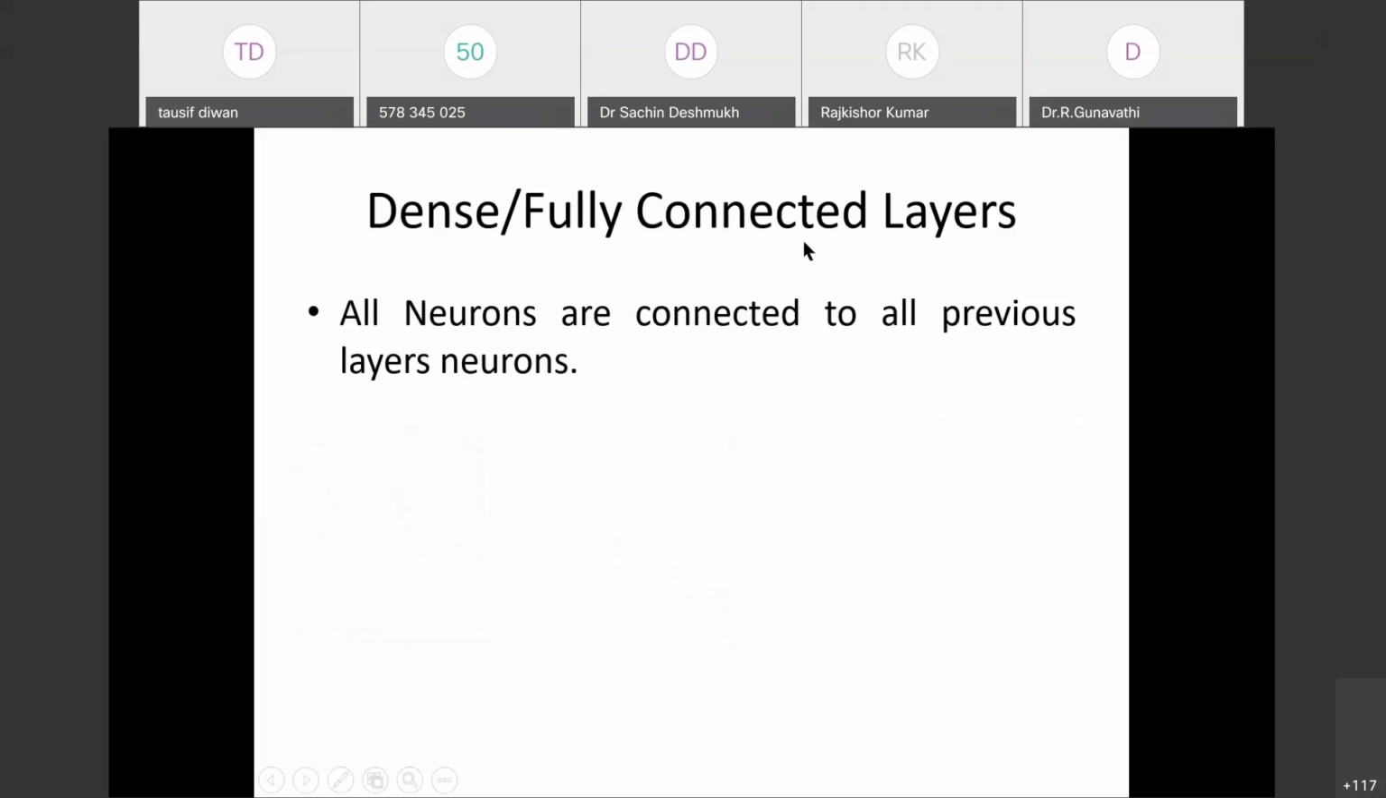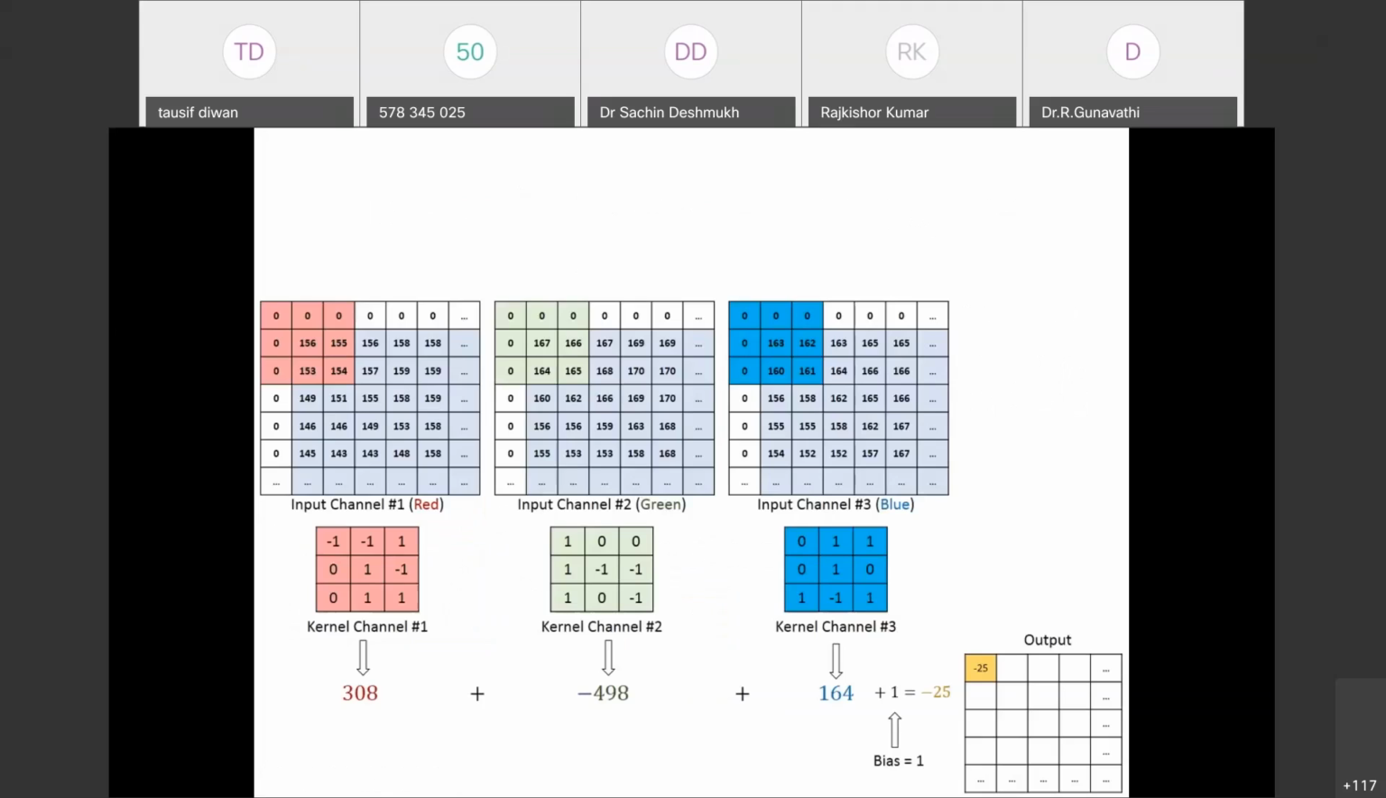The last layer is the dense or fully connected layer, which is very simple. One neuron is connected to all the neurons in the previous layer. Okay, so this animation will be clear to you, I think. What is the depth of input?